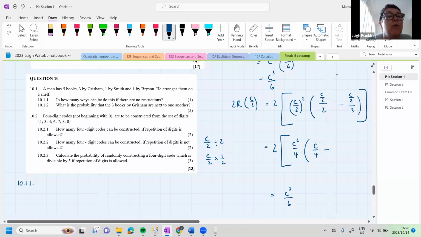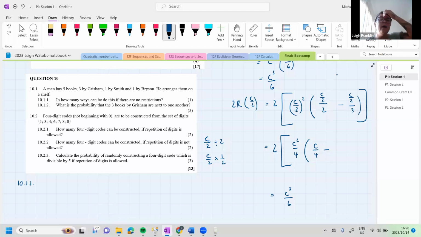In this particular question, we've got 5 books. So 3 books by one author, 1 book by another author, and 1 by another author. And he arranges them on a shelf. In how many ways can he do this if there are no restrictions? So there are 5 different things. So that means that there are 5 factorial ways in which they can be arranged. Does that make sense to everybody?